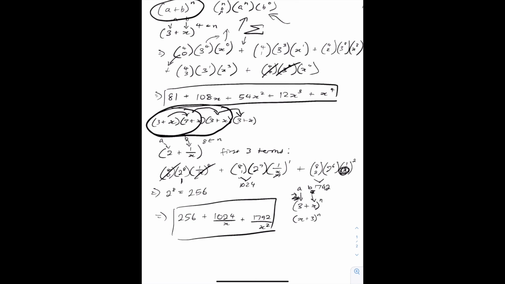They're not just going to ask you to evaluate this. They're going to maybe ask you to multiply by another binomial. But either way, it should be pretty okay. I'll be able to guide you step by step.